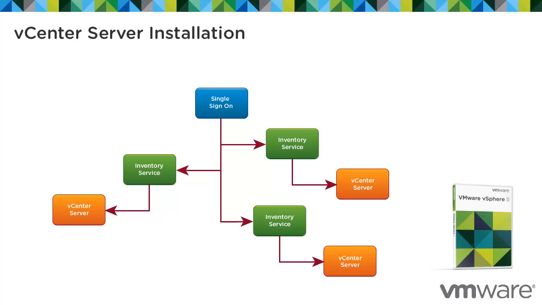During the first installation of vCenter Server, you must install all components. One single sign-on server can serve your entire vSphere environment. After installing Single Sign-On Server once, you can connect all new vCenter Server instances to the same Single Sign-On Server service. You must install an inventory service instance for each vCenter Server instance.